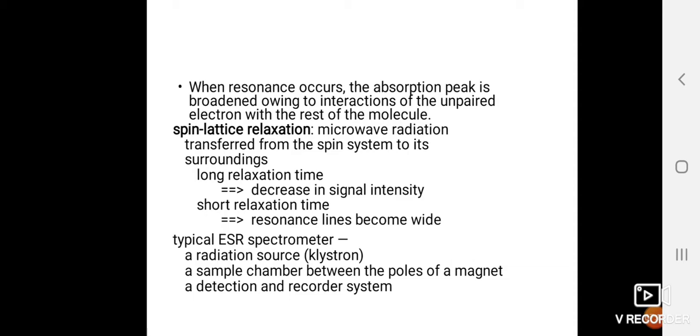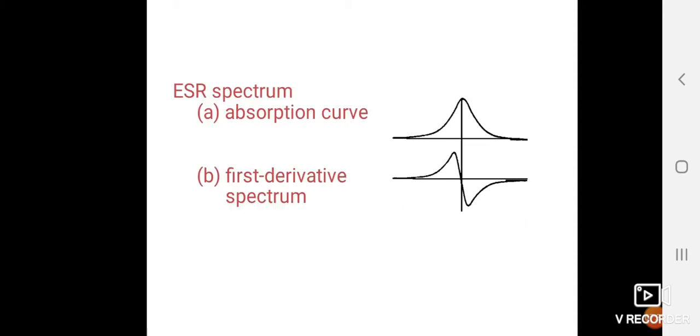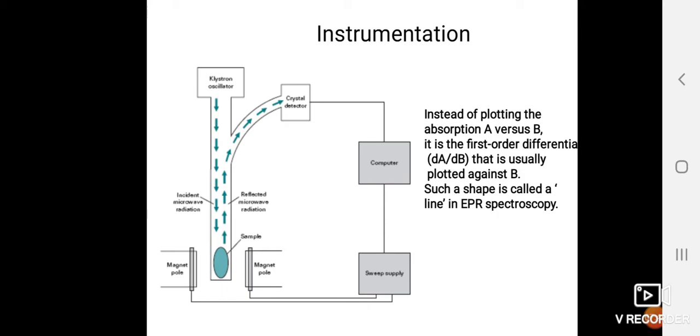One is the radiation source, a klystron, and a sample chamber, which is between the poles of the magnet, and a detection and recording system. The spectrum obtained by ESR is generally an absorptive curve, or it can be a first derivative spectrum. This is how the instrumentation looks.